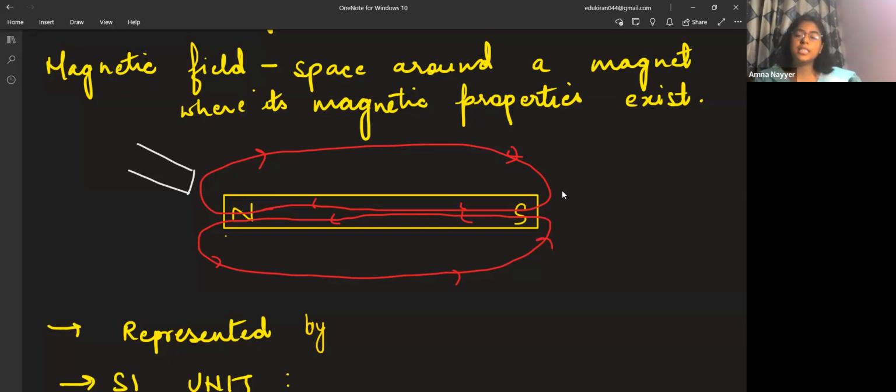And how do we represent it? We represent electric field by capital E. Force, we have F. We have certain symbols. For potential, we use V. For magnetic field, this is represented by B, and it's a vector quantity.